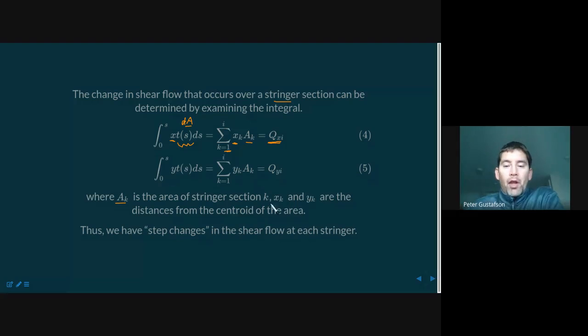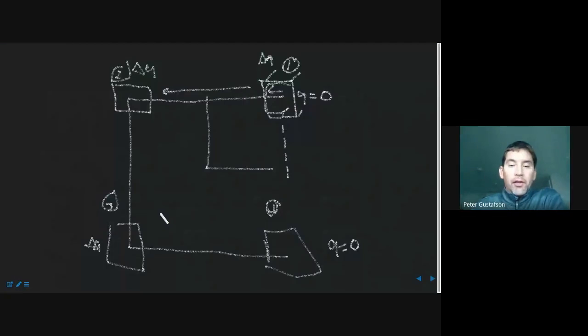Okay. So, and of course, in this location, X and Y are the distances from the centroid to the stringer area. It's really the centroid to the centroid. So it's the centroidal location of the whole thing, which we're going to say is right about here, to the centroidal location of that area.